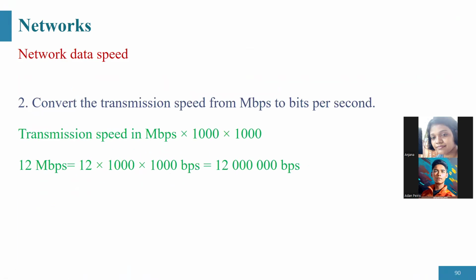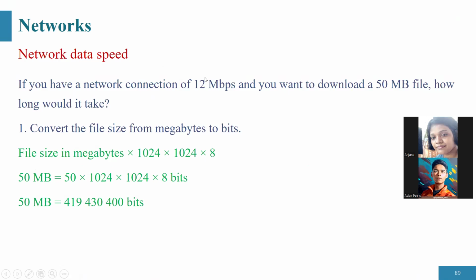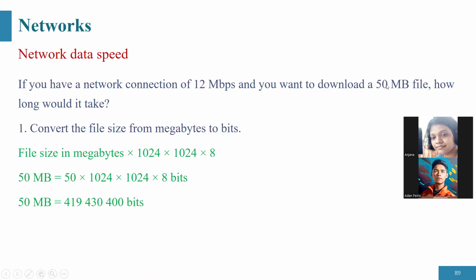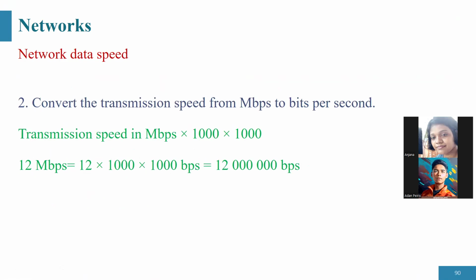After that, we have to convert the transmission speed: 12 megabits per second. Here this is a transmission speed, while the file size was in bytes, which is why we used 1024. But for speed, bits per second is fine, and for mega we use 1000 as usual in mathematics.